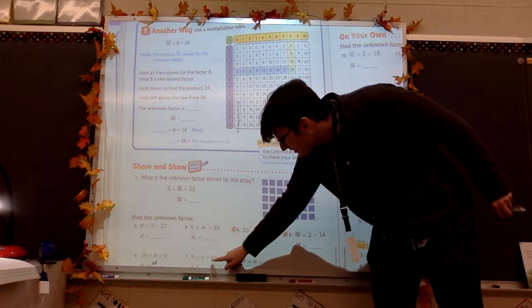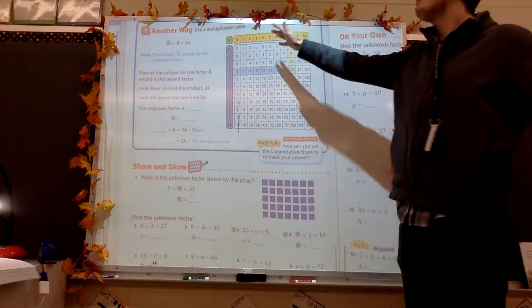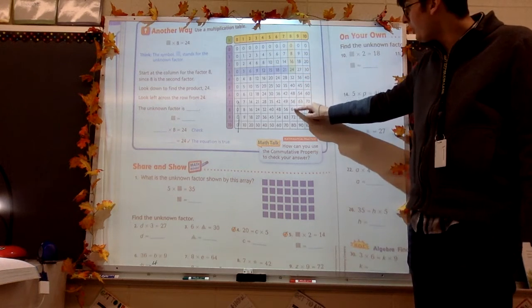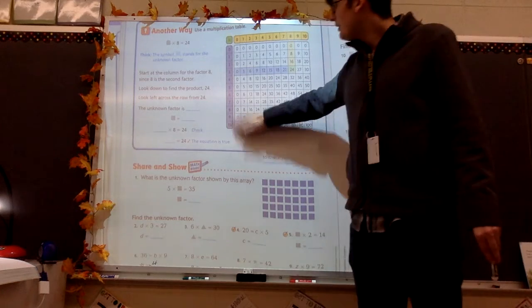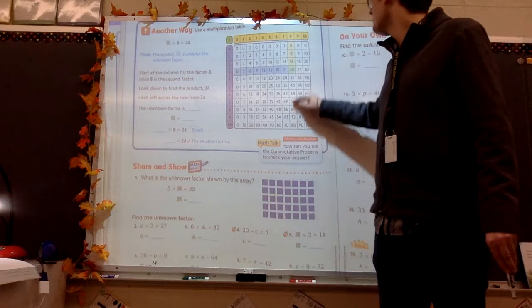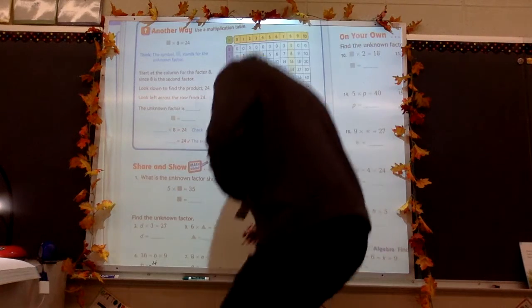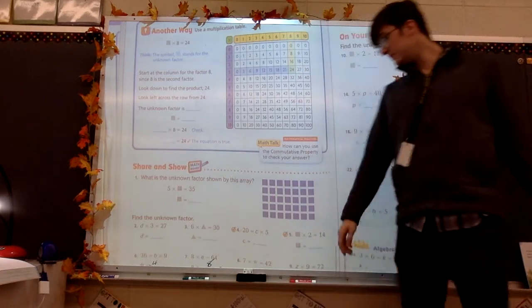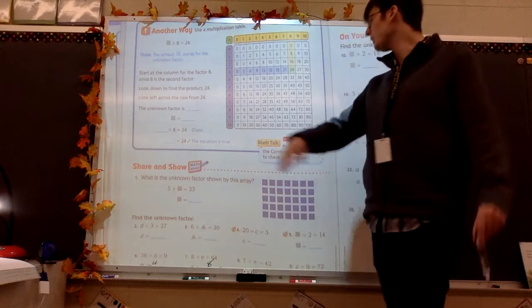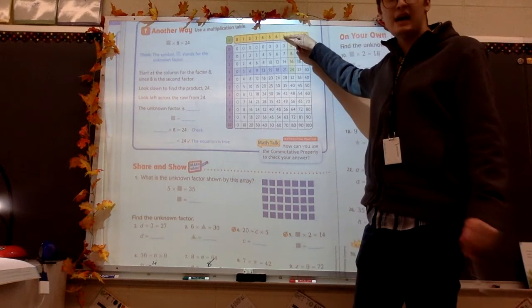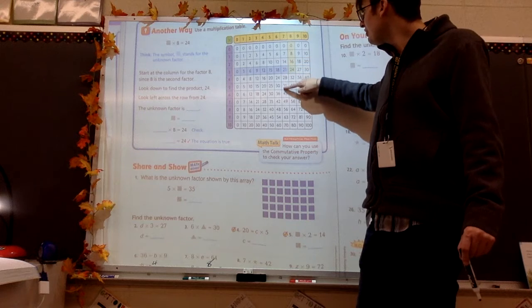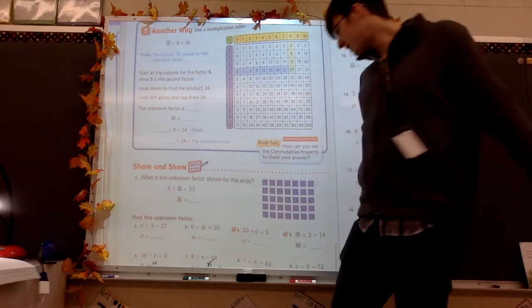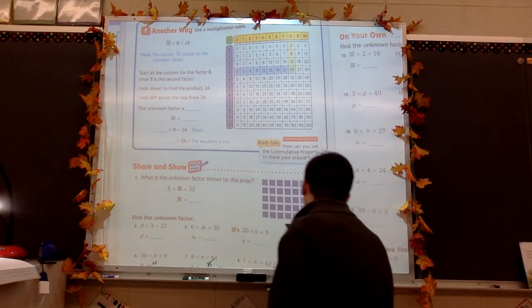On the next one, we have number 7. 8 times E equals 64. Same thing again. We go right up here. We find 8. We go down until we find 64. Go all the way to the left. We see that there's 8 in the same row as that one. So 8 times 8 equals 64. On the next one, question 8, 7 times blank equals 42. Doing the same thing. We find 7 at the top here. We go down until we find 42. There's 42. Go over to the left, same row. 6. 6 times 7 equals 42.